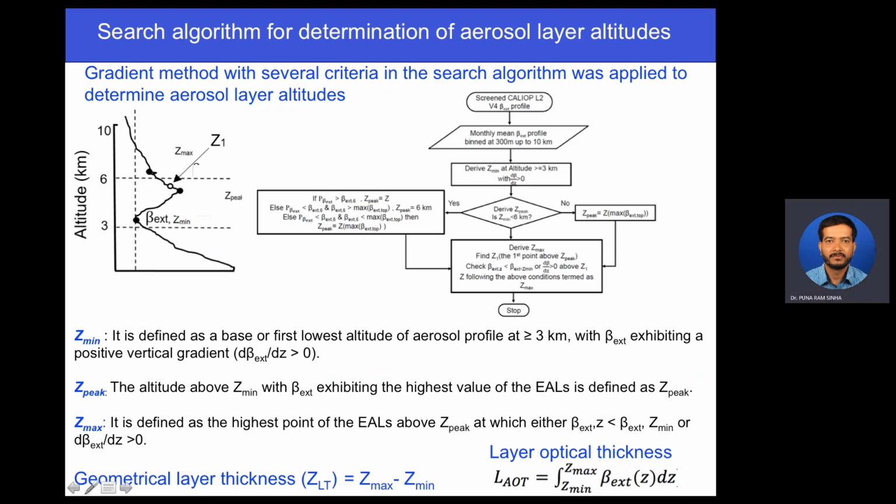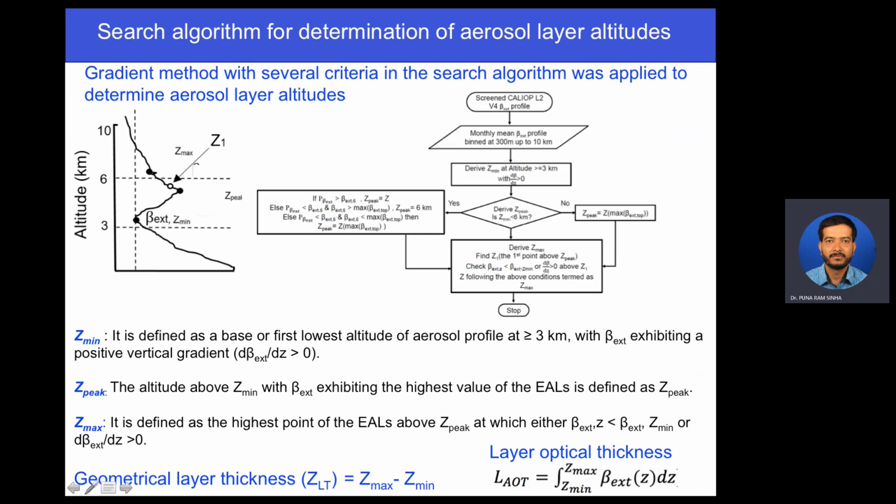But we applied several thresholds because this is a very idealistic case of an aerosol profile, and the actual profile will be different from what I am showing here. For that reason, based on several iterations, we developed this search algorithm to derive the 3 layer parameters: Z minimum, Z peak, and Z max, which I defined here.